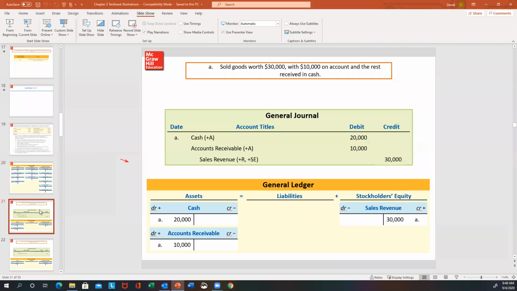All right, so just to go through some of these transactions, we'll look at the analysis, the journal entry, and then the ledger posting. So in the first one, looks like we have a cash sale and a part credit sale. As you can see, we've got $30,000, $10,000 is going to be accounts receivable. So you're going to be debiting cash for 20,000, debiting AR for 10, and then the credit goes to your sales revenue of 30.